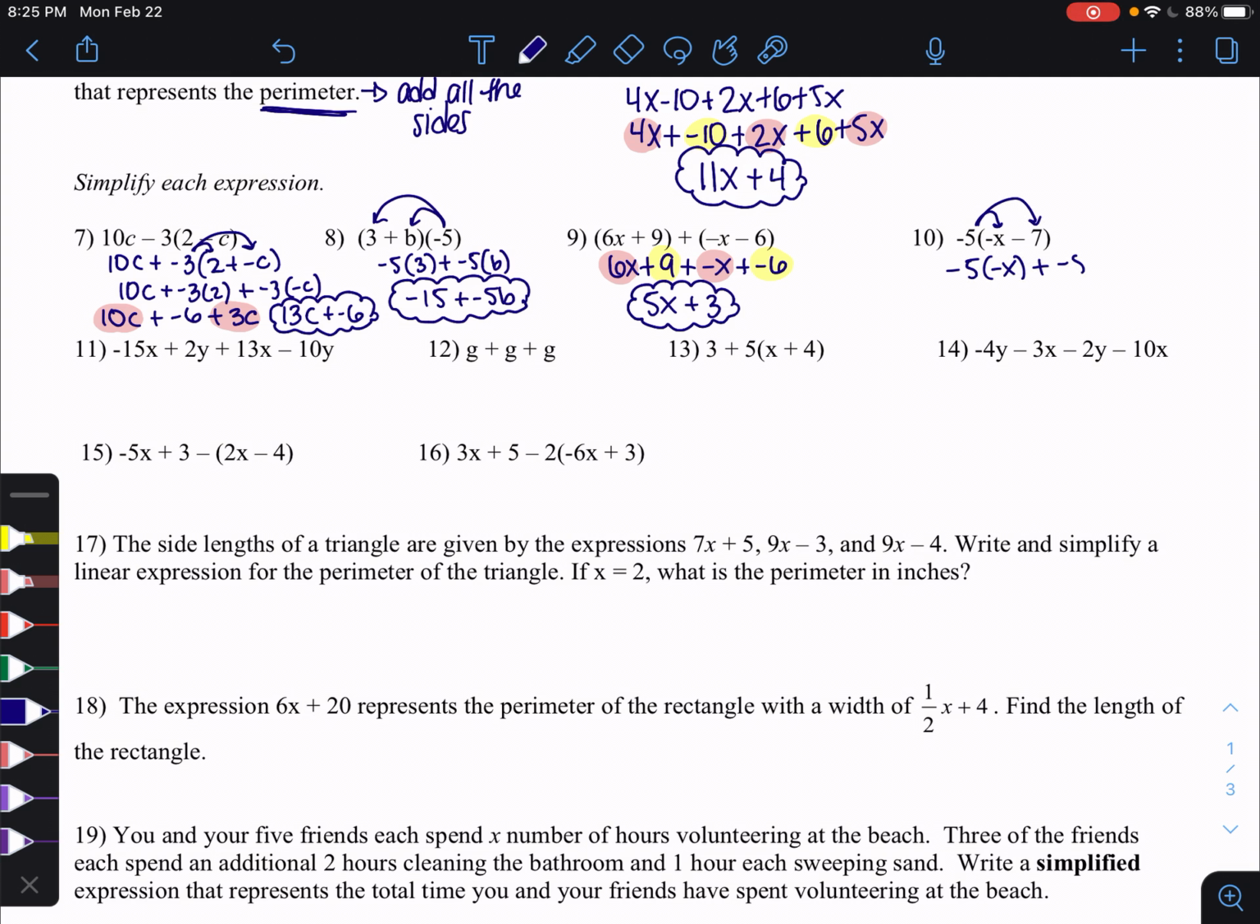In number 11, we're just combining like terms. So I'm going to rewrite this as negative 15x plus 2y plus 13x plus negative 10y. I've got a negative 15x and a 13x. That's going to be negative 2x. And then I've got a 2y plus a negative 10y. That's going to be a negative 8y.